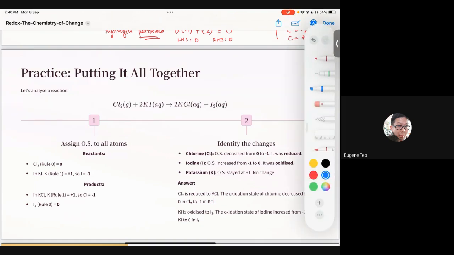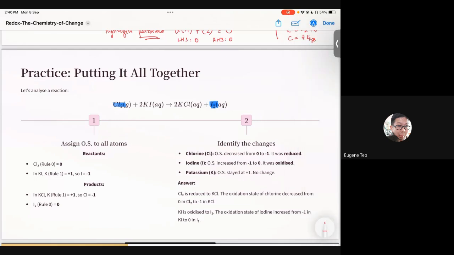So let's highlight in blue. Cl2, you realize, is an element. I2 is also an element. So these two are elements, and hence the oxidation state of each atom in these elements must be 0. The oxidation state of each of the I over here must be 0. Okay? So apply rule 0 first.